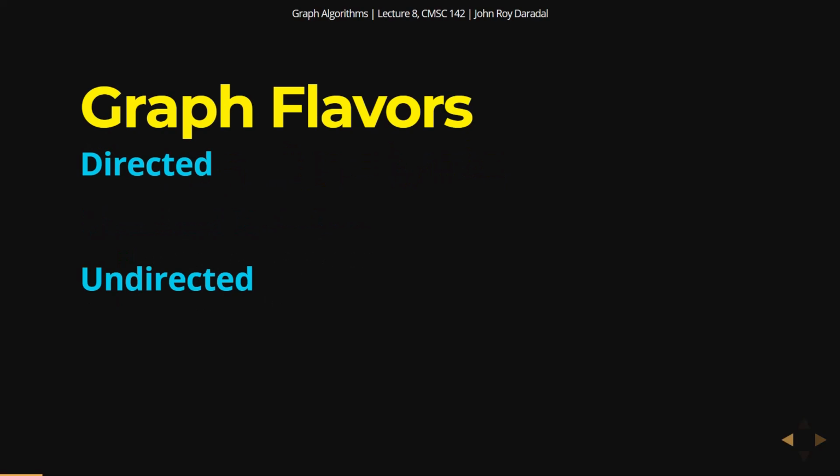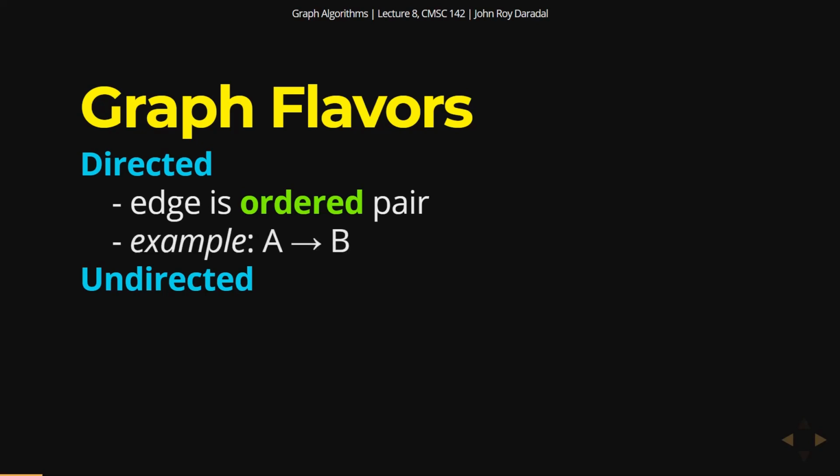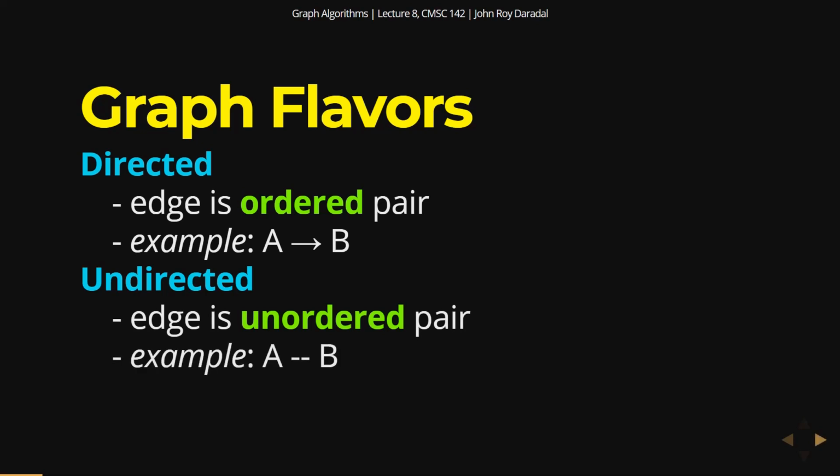Okay, now for the two main graph flavors, we have directed graphs and undirected graphs. A directed graph is when the edge is an ordered pair, and that means that A is going to B. So the order matters. A first before B. So A is the source, B is the destination. Whereas in undirected graphs, edges are unordered pairs. So it could be AB or BA, it doesn't matter. But in a directed graph, this is an edge AB and this is not an edge BA because BA should be going the opposite direction.